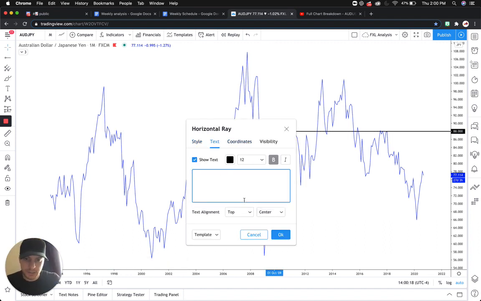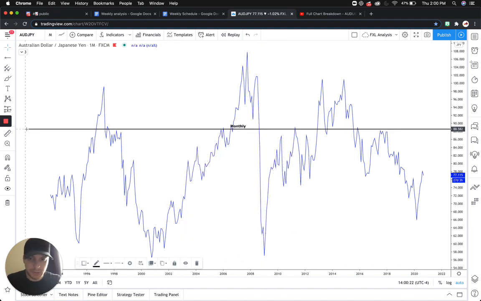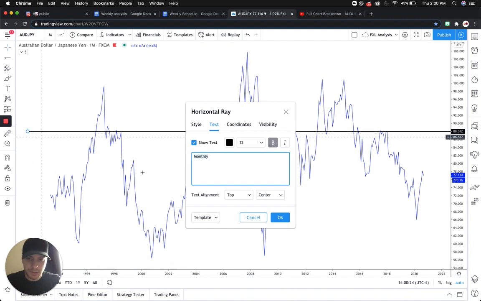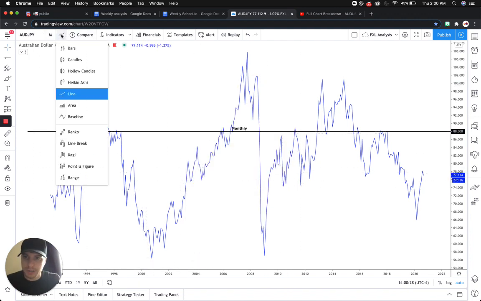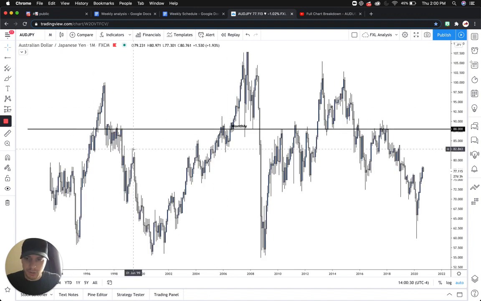Okay, text, monthly. I'm going to drag it over because I want it all the way back here. 88 flat. Then you can double check this on the candlestick chart to see if it makes sense. Did price action react at this level to some degree? It's okay if it goes over, because this is a zone, an area where we can expect some sort of price action reaction. If you see some wicks going over, that's fine.